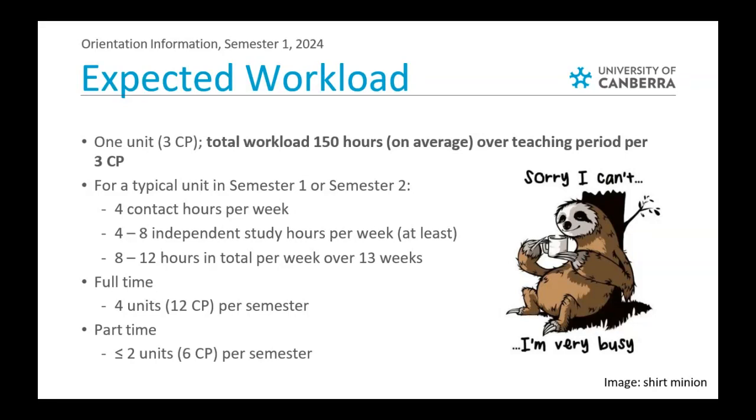In terms of your workload, a full-time study program is 4 units, so 12 credit points per semester. If you're doing 3, you're still classified as full-time. If you're doing 2, that's when you move to part-time. You don't have to tell us that you're moving to part-time, but it might have implications outside of the university, such as study support and financial support from outside.